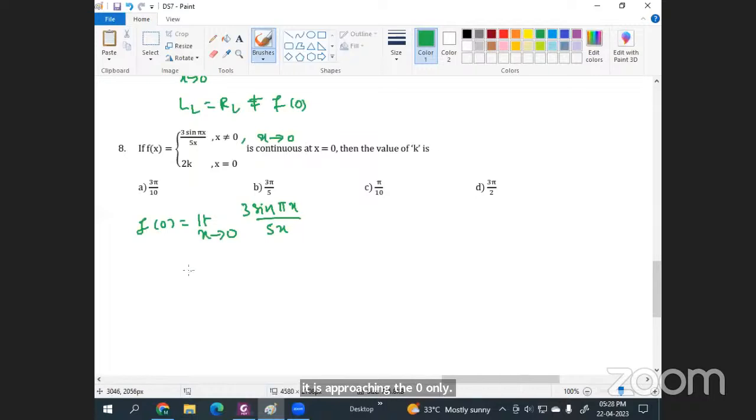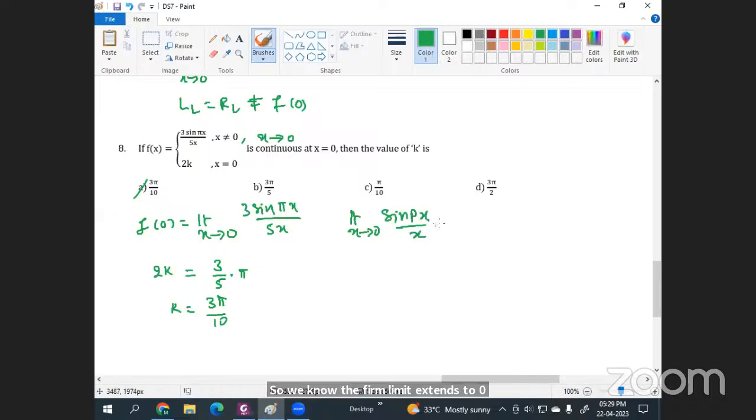Now we know the formula, sin px by x, that equals 3 by 5 into p, where p is pi. Right? F of 0 is 2k. So k equal to 3 pi by 10. K equal to what? 3 pi by 10. So the first option is the right option. Is it clear to all of you? So we know the formula limit x tends to 0 of sin px by x is p. Right, children? Any doubts in this one?